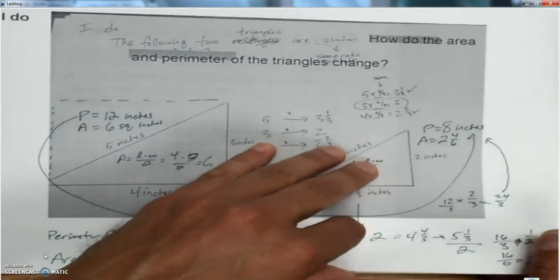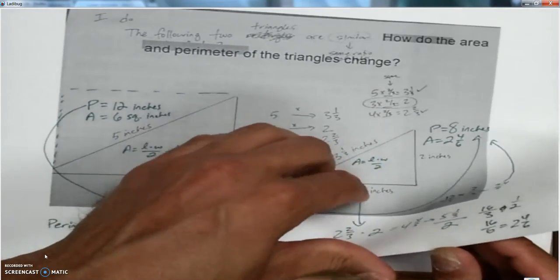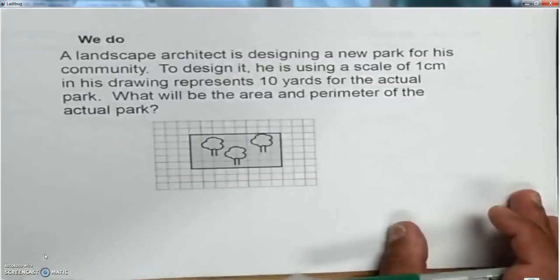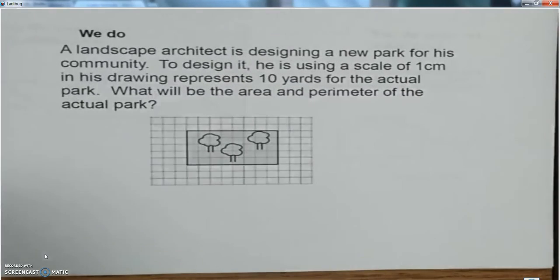Let's do one together. I think when we scale something up, you'll be able to see how the area does change a little more clearly. So open your notebook. This is another example we did yesterday. A landscape architect is designing a new park for his community. To design it, he's using a scale of 1 centimeter represents 10 yards for the actual park. What will be the area and the perimeter of the actual park?